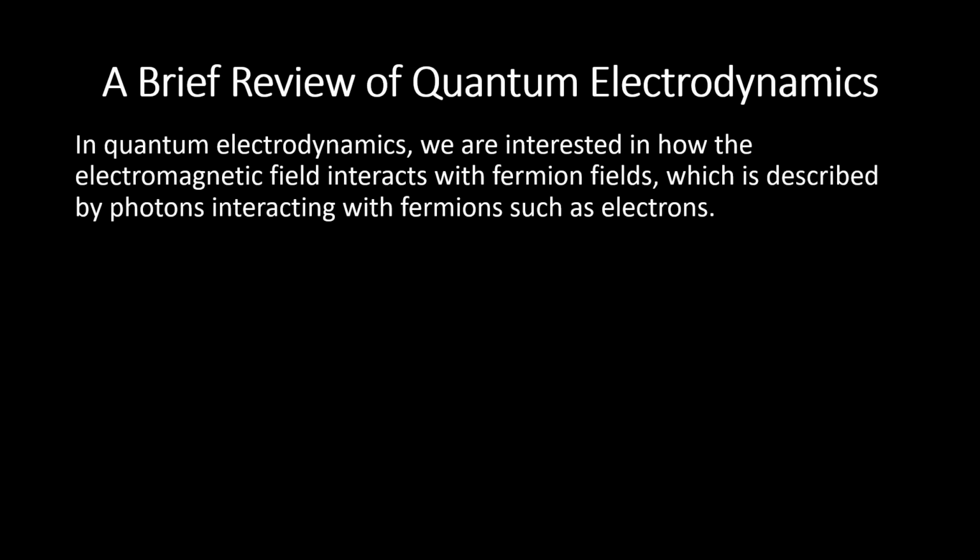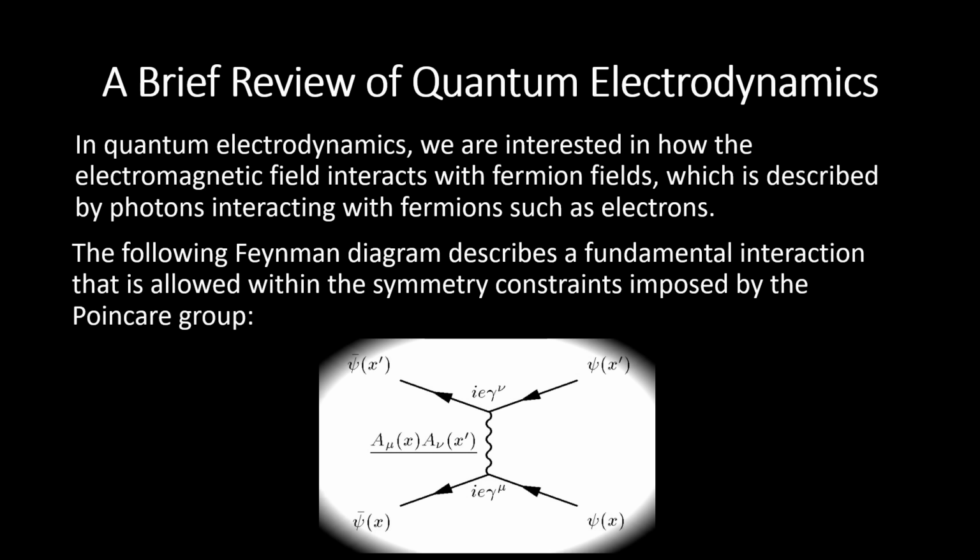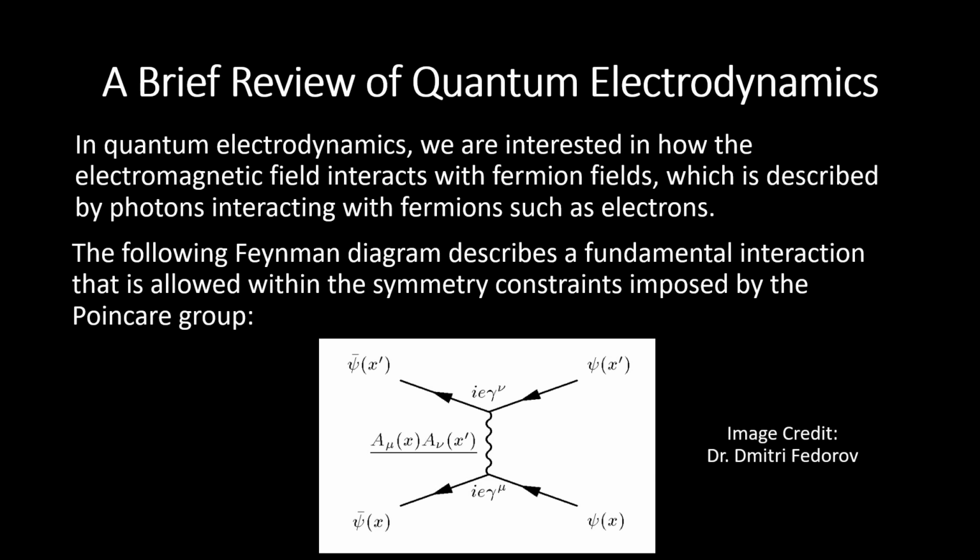In quantum electrodynamics, we are interested in how the electromagnetic field interacts with fermion fields, spinor fields, which is described by photons interacting with fermions such as electrons. The following Feynman diagram describes a fundamental interaction that is allowed within the symmetry constraints imposed by the Poincare group. So follow the arrows. We can read this from right to left if we wish to. And in that case, what you're actually witnessing are two particles, two electrons in this case, coming closer and closer to each other, sharing a photon, a symmetric photon.